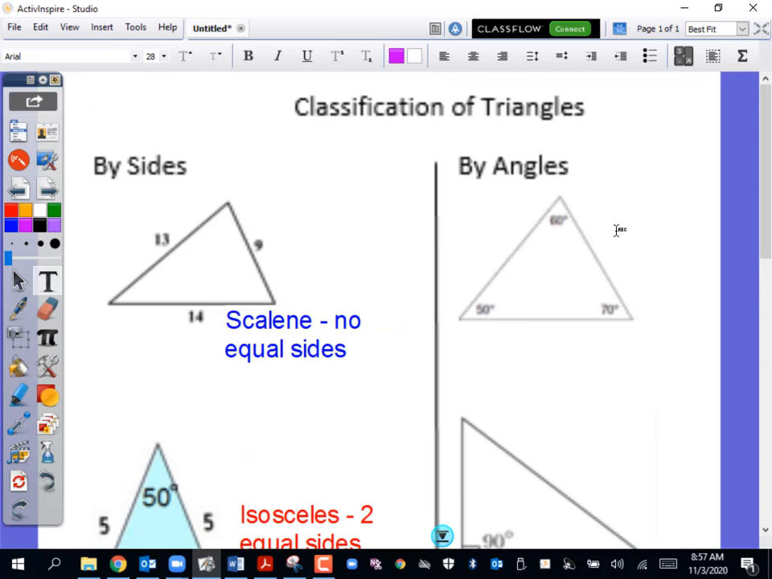Okay. Naming by angles, we're talking about how big the angles are. So the first kind is if all of the angles are acute, that's going to be an acute triangle. All acute angles. And what does acute mean again? Acute is less than 90. So all of the angles have to be less than 90. So this one has 50, 60, and 70. They're all less than 90, so it's an acute triangle if I wanted to name by angles.